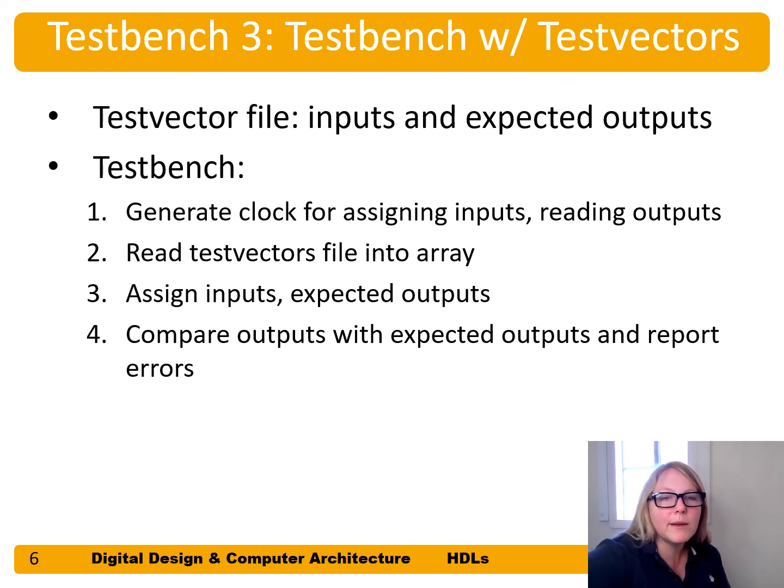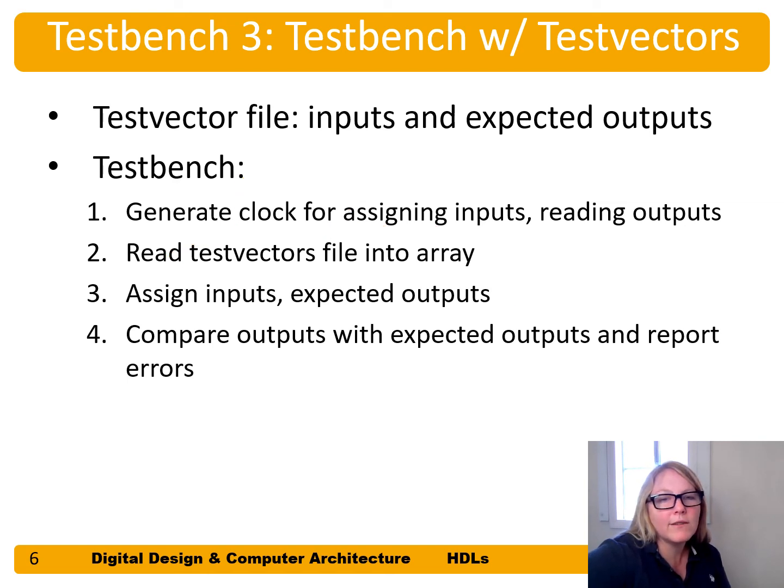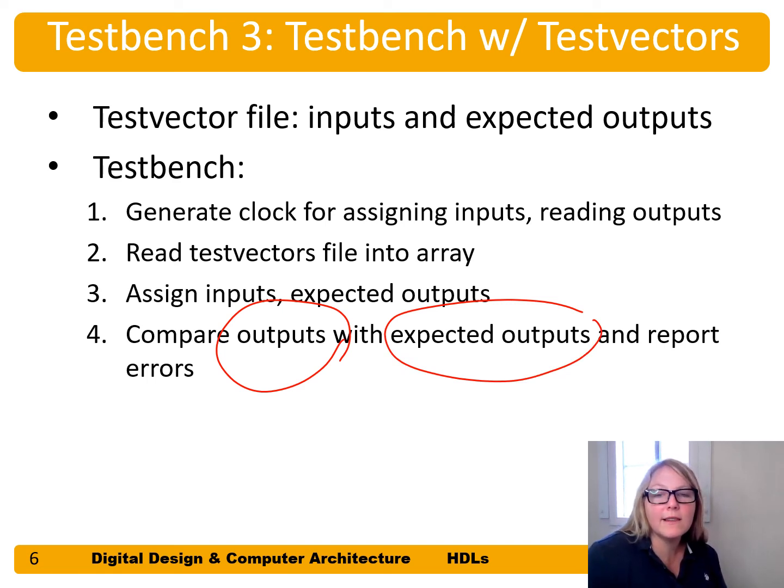So for this test bench, we're going to generate a clock for assigning inputs and reading outputs. We'll read the test vectors file into an array. We'll assign inputs and the expected outputs, and then compare the outputs for a given input with the expected outputs, and report errors just like we did in the last test bench, where we report if the actual output from the module, from the device under test, and the expected outputs didn't match.